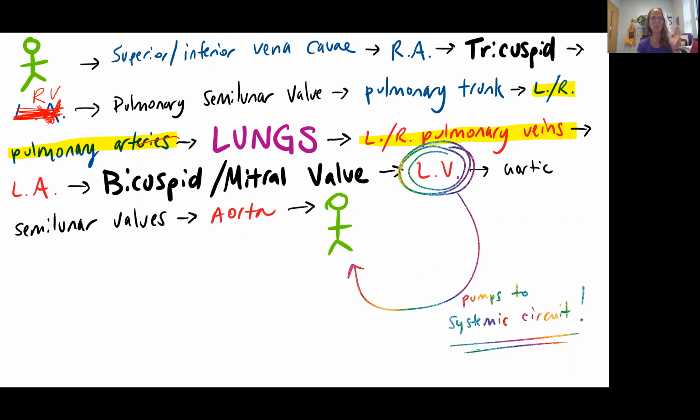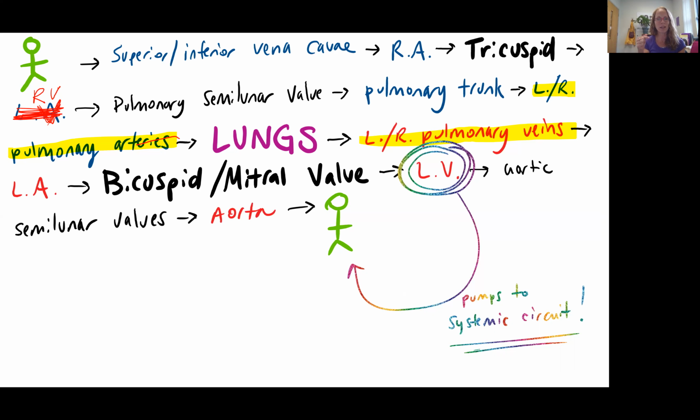From the right ventricle to the pulmonary semilunar valve. From the pulmonary semilunar valve to the pulmonary trunk. This is an artery, but it's carrying blood to the lungs. The pulmonary trunk is the big artery, so it's going to go to smaller arteries called left and right pulmonary arteries. From there to our lungs. From our lungs, you have left and right pulmonary veins. And from there, we're going to the left atria, from the left atria to the bicuspid or the mitral valve, to the left ventricle, to the aortic semilunar valves, to the aorta, and out to the body.